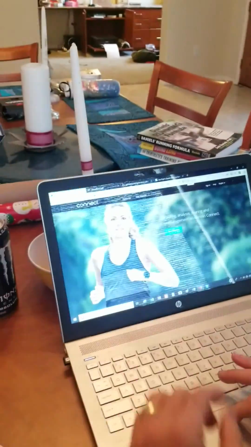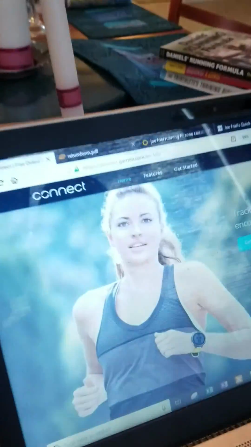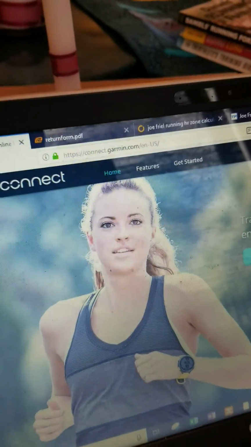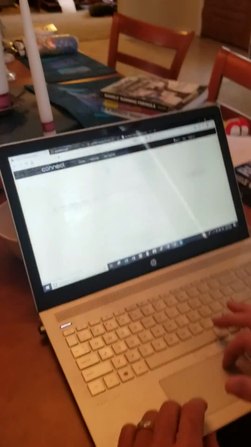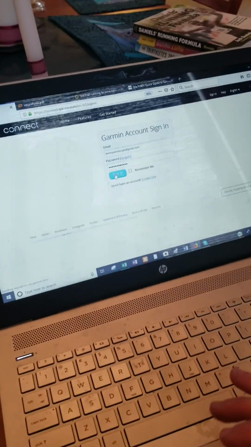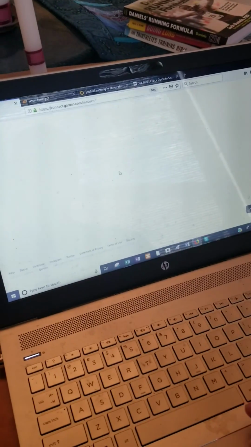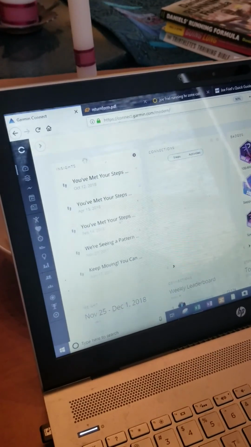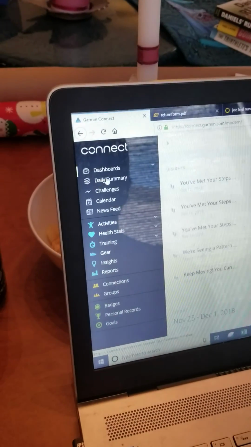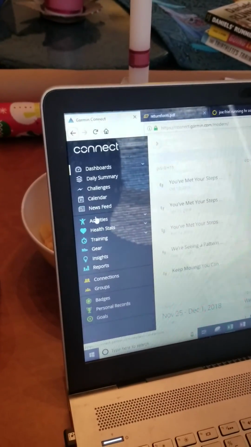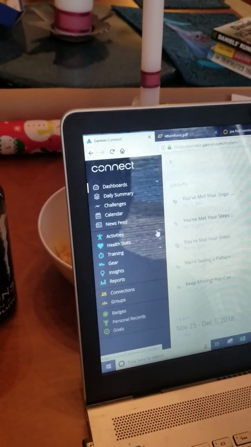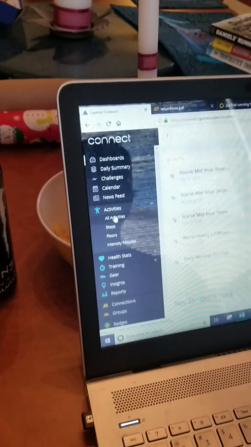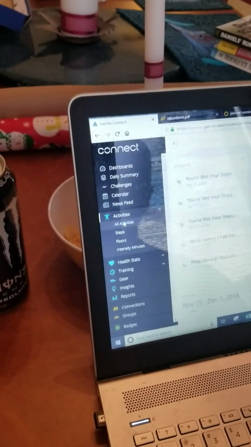Let's go. Okay, so go into Garmin Connect, which is connect.garmin.com, okay? And sign in. And so on the left-hand screen, so you have your table, it comes up like this, right? On the left-hand side of the screen, there are activities. These are all the activities that you've done. So click on all activities.